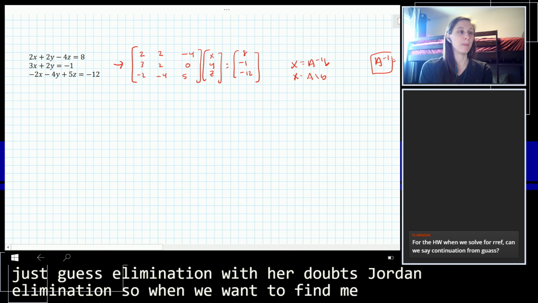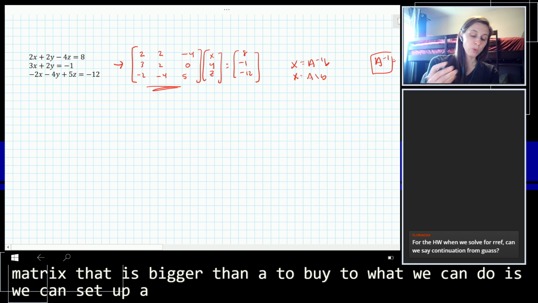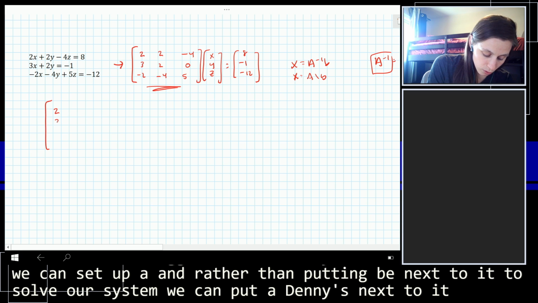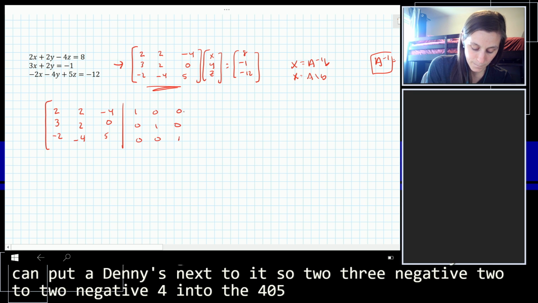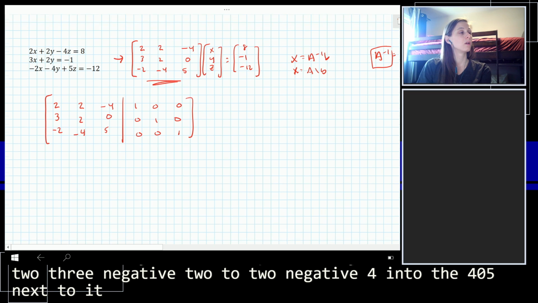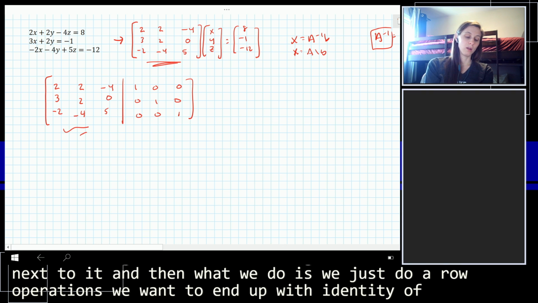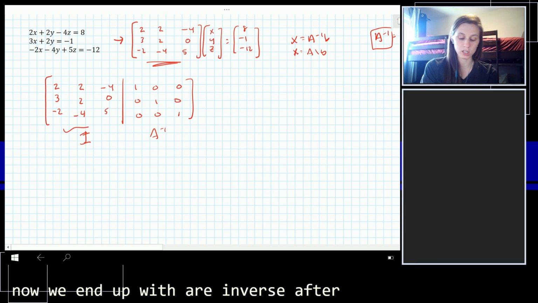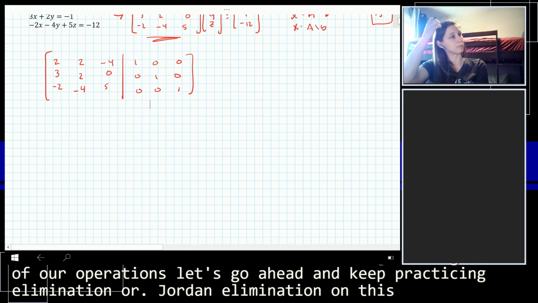So when we want to find the inverse for a matrix that is bigger than a 2x2, we can set up A, and rather than putting B next to it to solve our system, we can put identity next to it. So 2, 3, negative 2, 2, 2, negative 4, negative 4, 0, 5. We can put identity next to it. And then we just do our row operations. We want to end up with identity over here. And then it turns out that we end up with our inverse after we go through all of our row operations. So let's go ahead and keep practicing Gauss elimination or Gauss-Jordan elimination on this system.